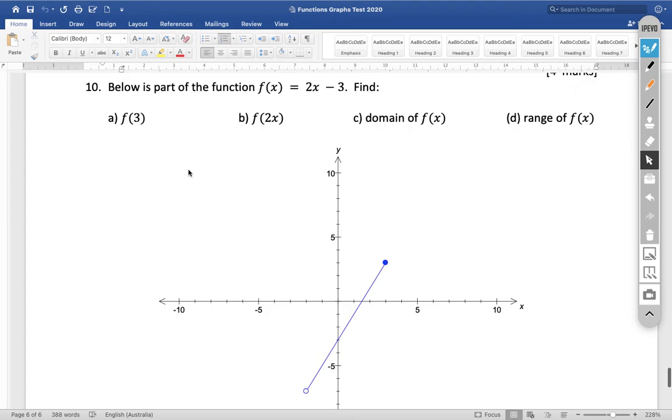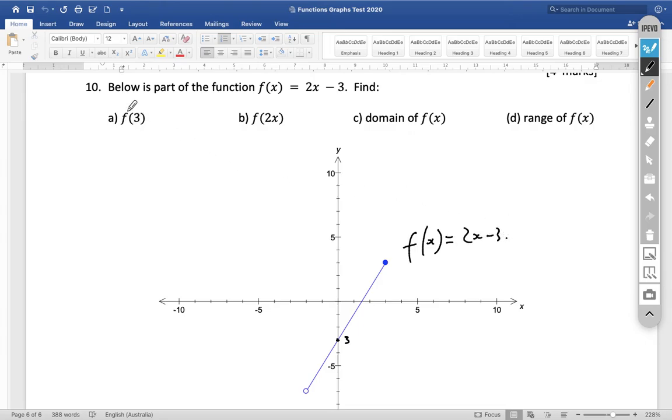Now, function notation, right? So what we've got here is a function. It's not very clear. It's that function. I can tell because minus 3, there it is there. Pretty steep, slope of 2, yeah, checks out. Okay, so that function is the same as this graph.